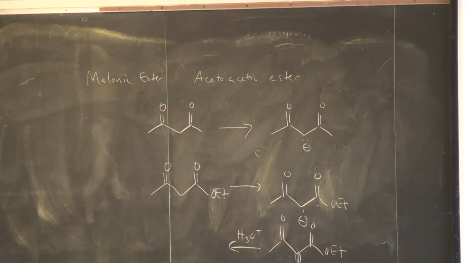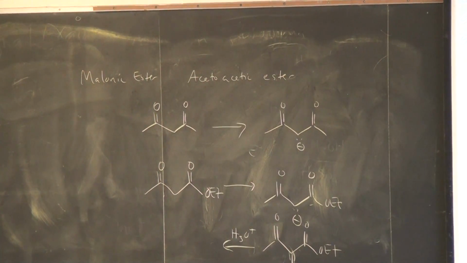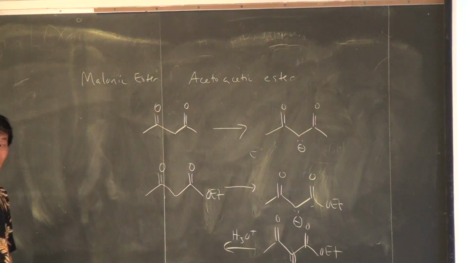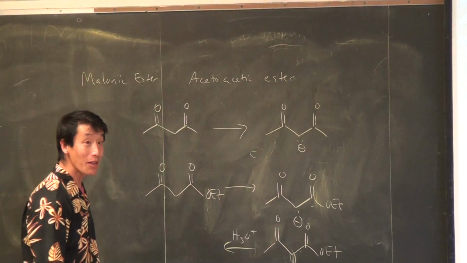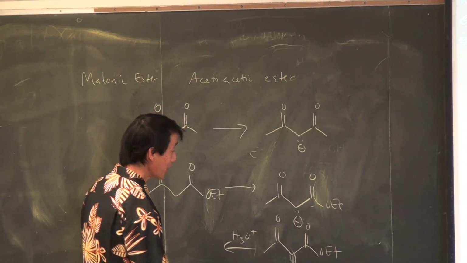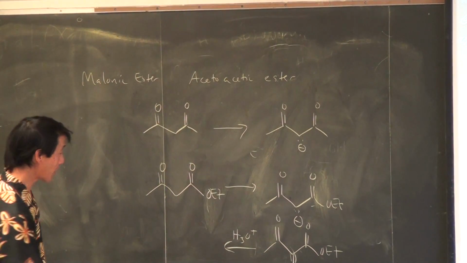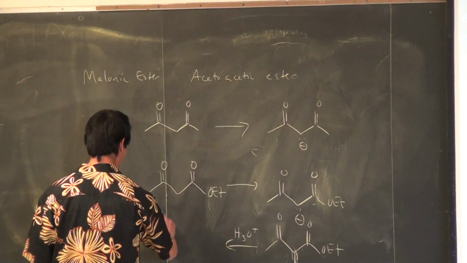It turns it into a 1° with a methyl attached. A 1° methyl. Yeah, so that's going to get rid of the OEt and make it into an acid. So that makes it into an acid.